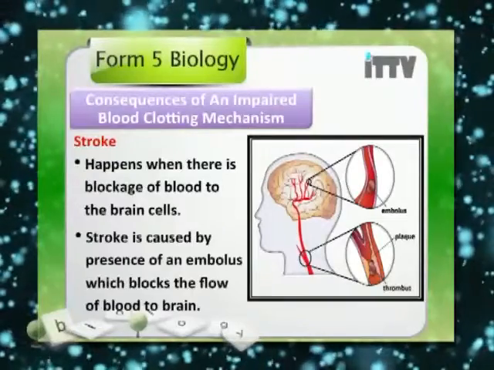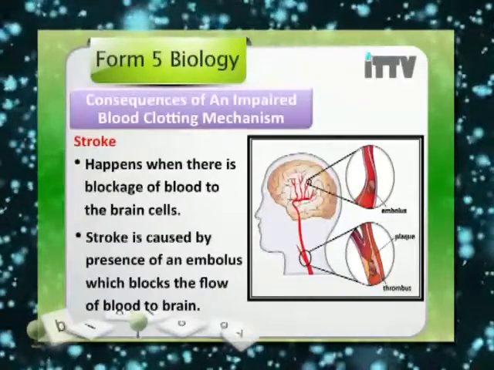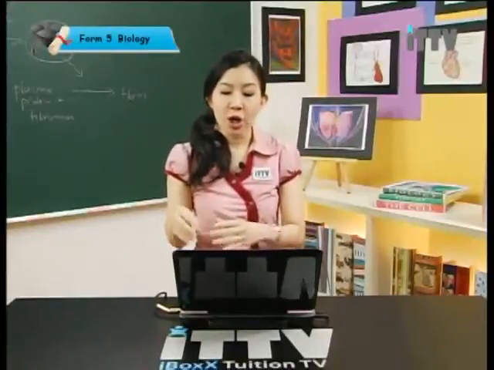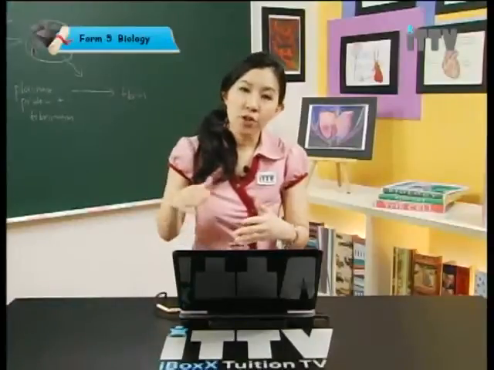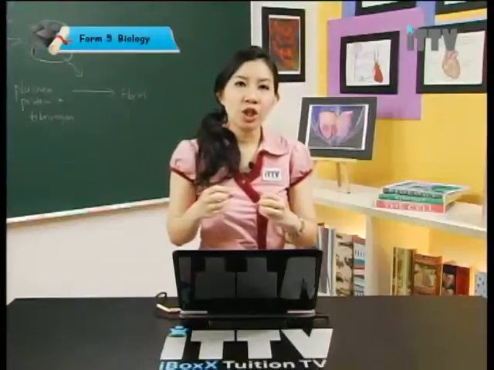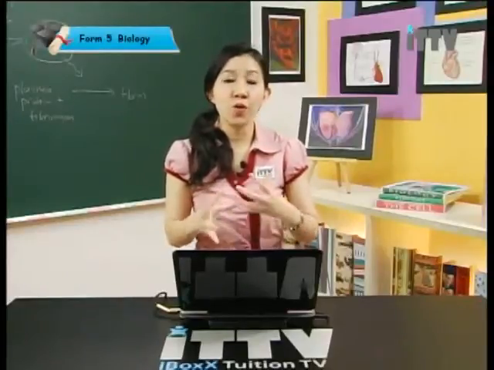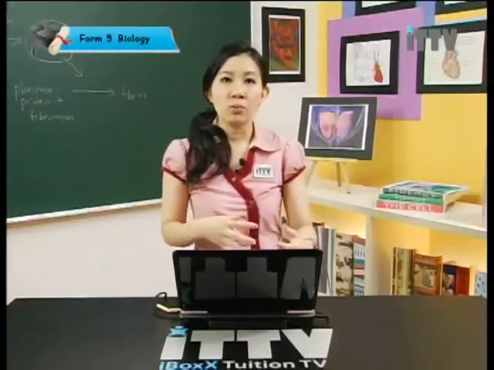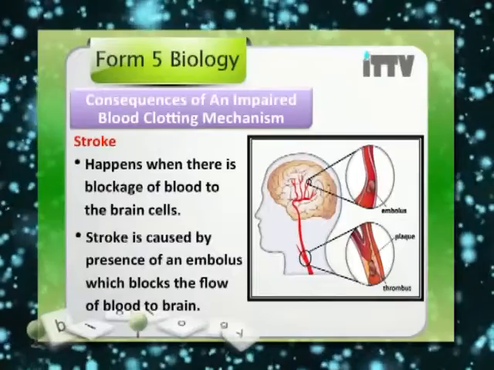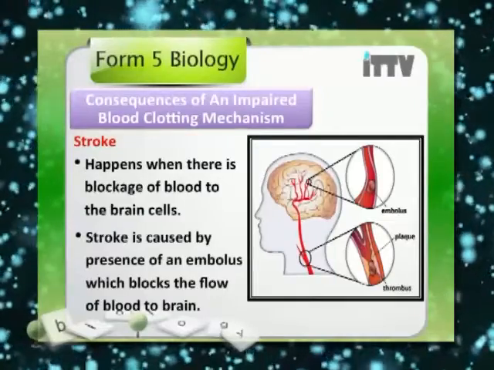Stroke is caused by the presence of an embolus which blocks the flow of blood to the brain. This time, the embolus has flowed to the artery of the brain. Hence, it blocks the flow of blood to the brain cells. The brain is a very sensitive organ, very sensitive to insufficient oxygen. Even insufficient oxygen for a few minutes can lead to serious life consequences. If you look at the picture, there is an embolus in one of the arteries supplying blood to the brain.